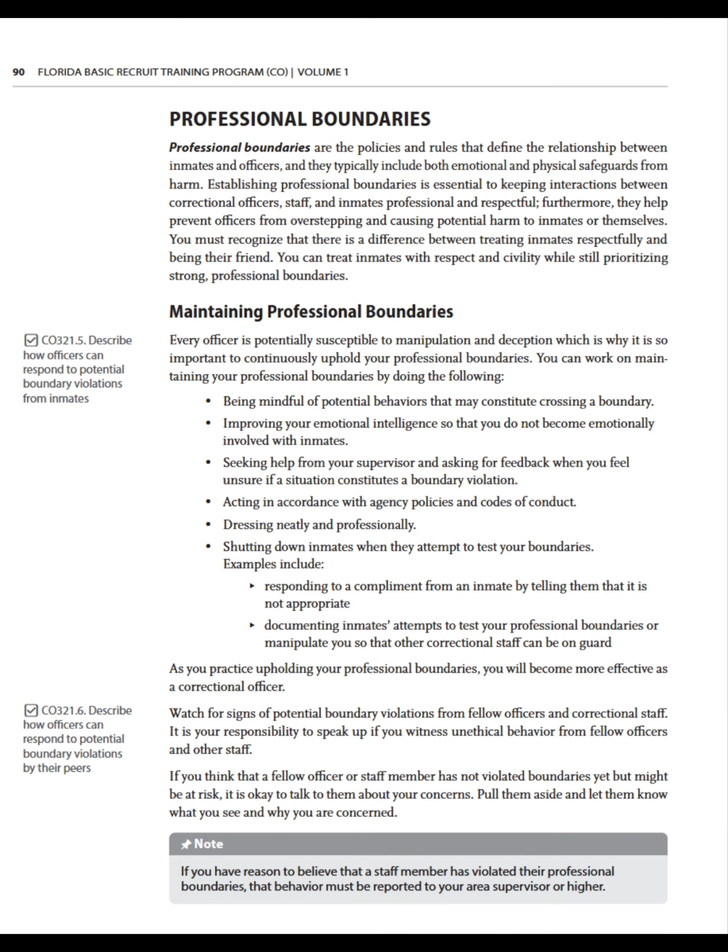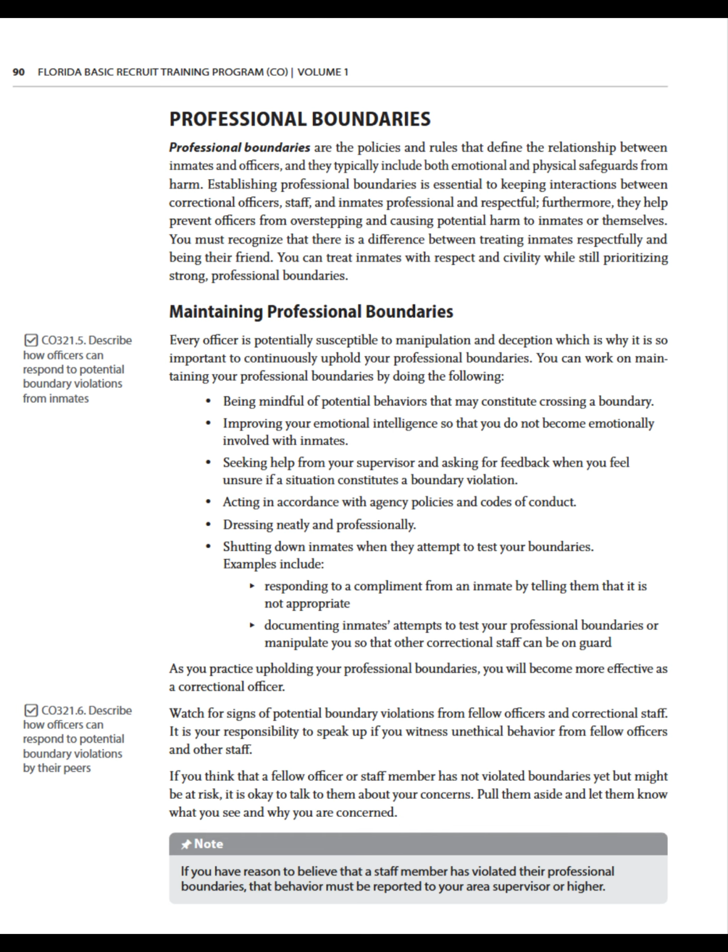Watch for signs of potential boundary violations from fellow officers and correctional staff. It is your responsibility to speak up if you witness unethical behavior from fellow officers and other staff. If you think that a fellow officer or staff member has not violated boundaries yet but might be at risk, it is okay to talk to them about your concerns. Pull them aside and let them know what you see and why you are concerned.